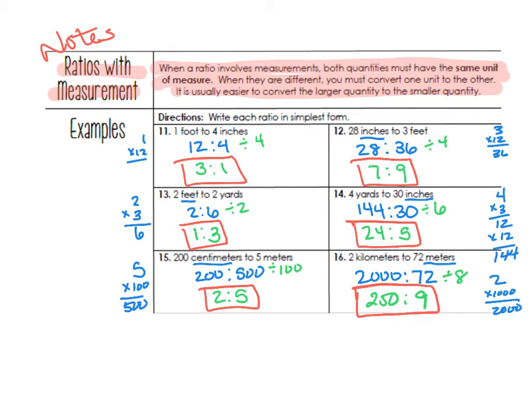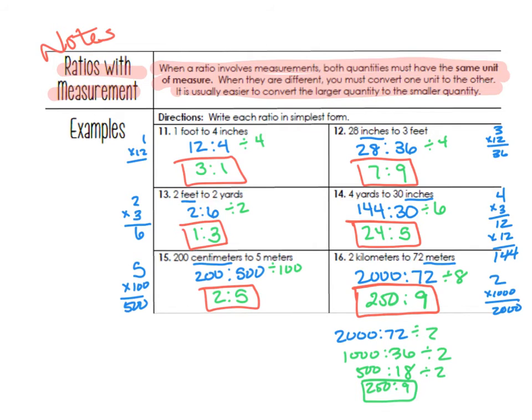Do some practicing. If you have to start out with 2,000 to 72 and divide it by 2 first, that gives you 1,000, and that gives you 36. Then you have to divide it by 2 again. That gives you 500. That gives you 18. Divide it by 2 again. That gives you 250. That gives you 9. We end up with the same thing. It just took you a couple extra steps. That is just fine. It's not a big deal at all.